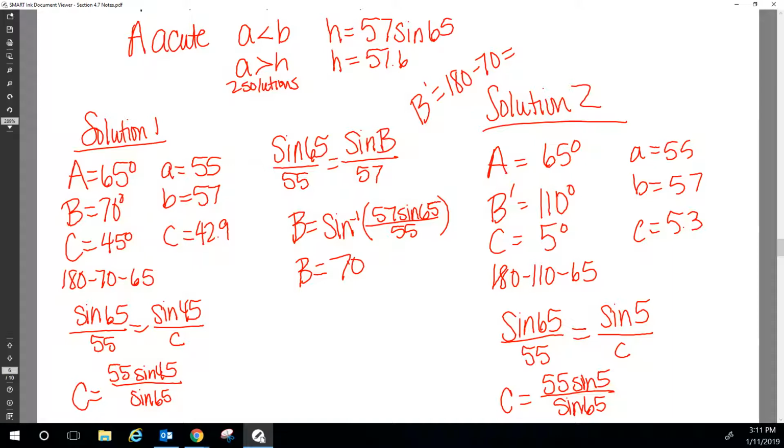And that's it for side-side-angle, which is our ambiguous case. And we're going to move to a little bit happier territory with law of cosines next.